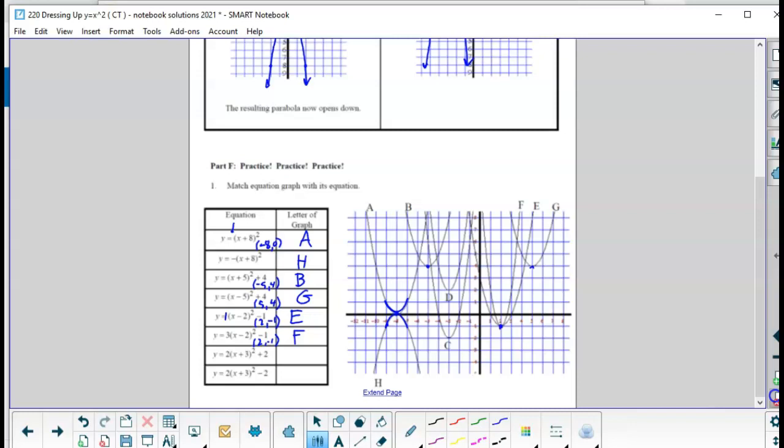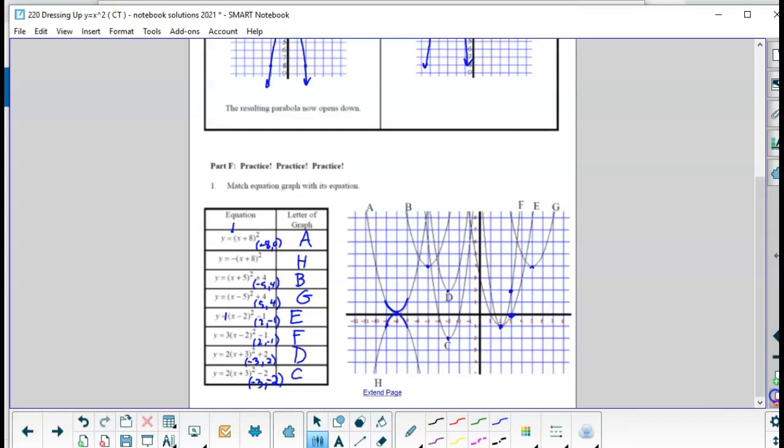Also, another way to tell, for 1 unit over, 1 up, that means there's no stretch. 1 unit over, 3 up means there's been a stretch by 3. And then vertex here, -3, 2, -3, -2. So -3, 2, that's going to be D. -3, -2 is going to be C.